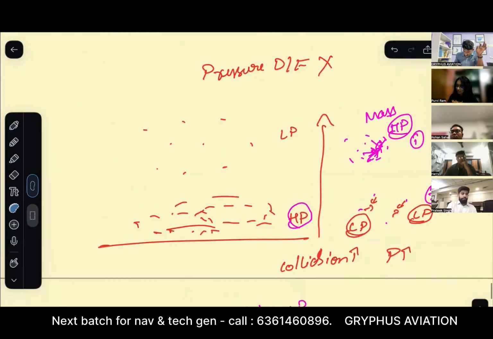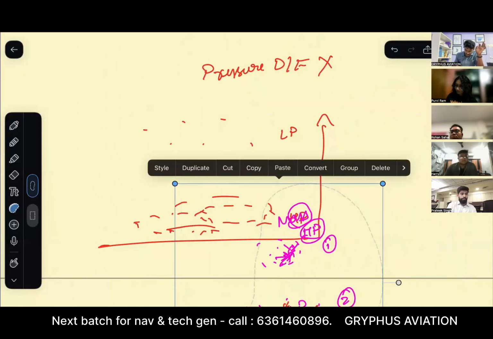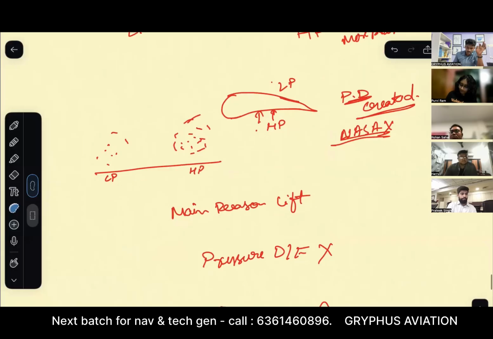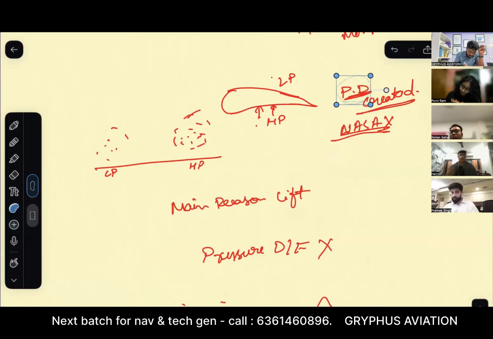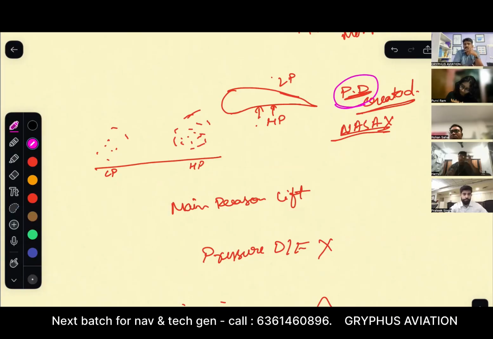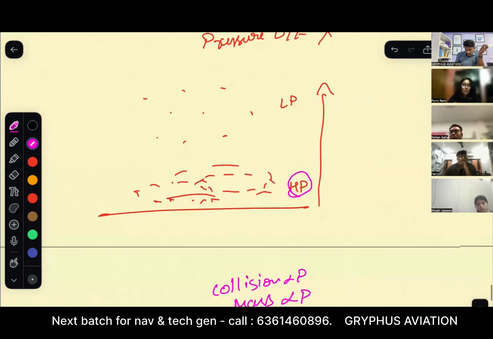Now, let's come back to this. Why I said the pressure difference theory is wrong? It is not primarily correct. See, we are on the ground. Just now I said on the ground you will have high pressure. In the air, when you reach higher up, you will basically have low pressure.